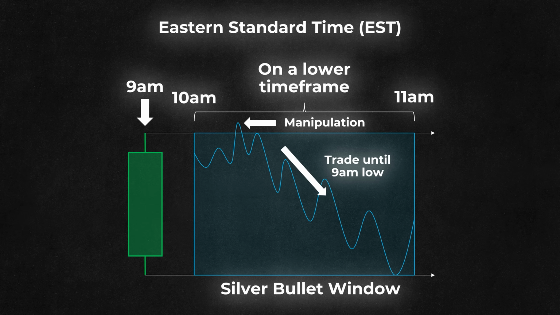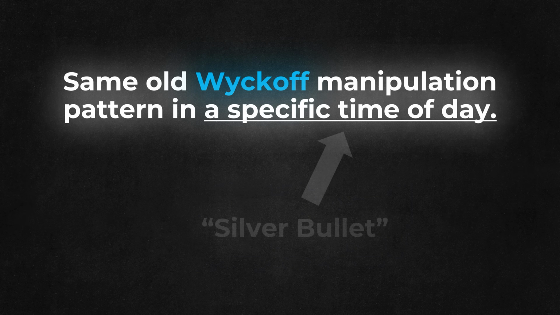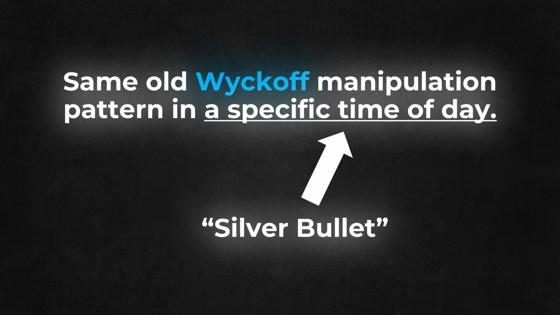Then on a lower time frame like the 5-minute or 1-minute, the trader will look for the manipulation during the silver bullet window, which is from 10 a.m. to 11 a.m. The trader can frame the trade using the other concepts such as order blocks, fair value gaps, and so on, and use the other side of the range as a target. Needless to say at this point, this is once again the old Wyckoff manipulation pattern. The only difference is that you will be looking for it in a specific time of day, which is not really helpful because this pattern happens all the time.